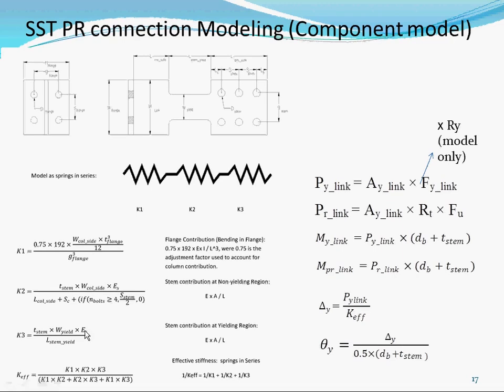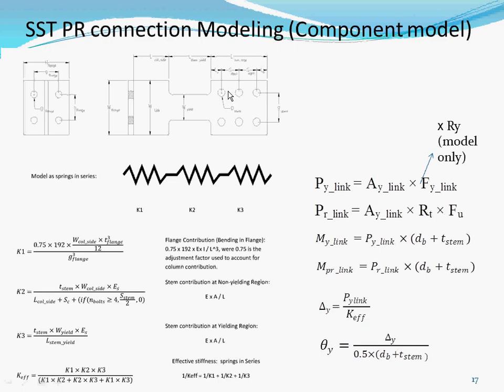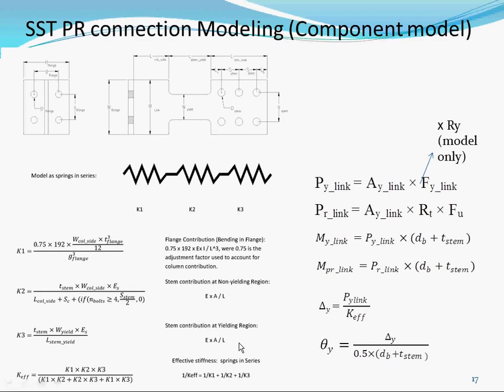The second term and the third term are axial. This is the non-yielding region, these regions here, and this one is the yielding region. The contribution of this yielding region, K, is just EA over L. L is the length of the yield link. A is just the thickness times your width. This is the width, this is the thickness. E is just E. So it's EA over L.